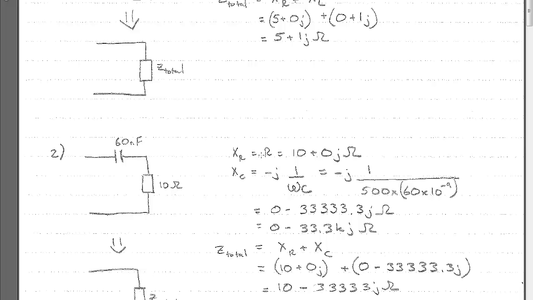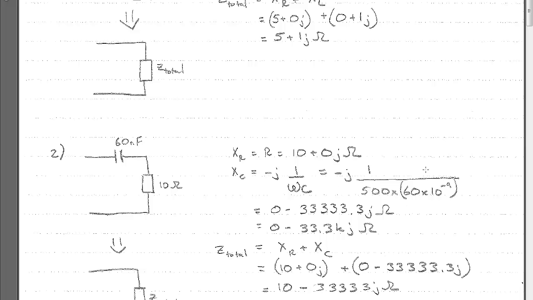So step 1, as before, we're going to find the reactances of each of these circuit elements. First up, the resistor, that's 10 ohms, so that becomes just 10 ohms or 10 plus 0j ohms to present it in its full rectangular form. Then we can work out the reactance of the capacitor, X of C. We know that the reactance is minus j 1 over omega C, so we just put the values of omega and C in, which we've done there.